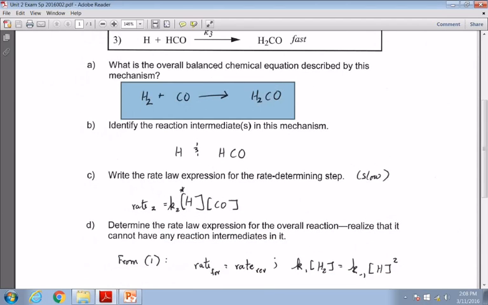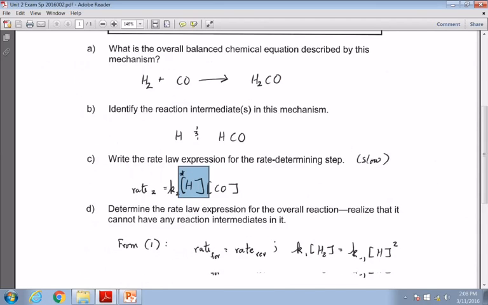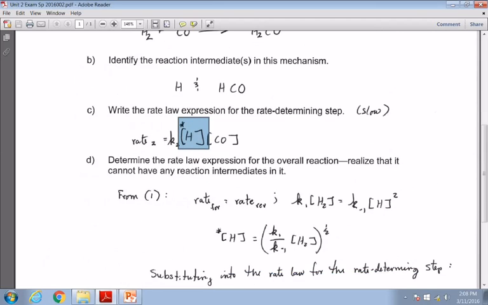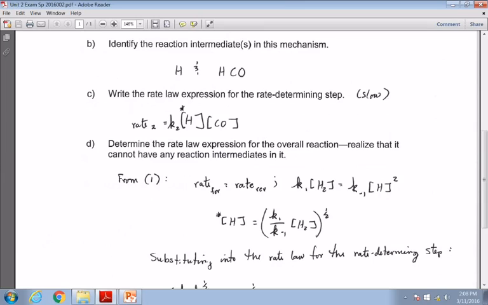The thing about that is we have an intermediate, which is H, and so we need to get rid of that. We can get rid of that if we turn to the first elementary step, which is fast to equilibrium. So the rate in the forward direction is equal to the rate in the reverse direction. Solving for H, we end up with K1 over K minus 1 times the molar concentration of H2, which is a real substance, raised to the 1/2 power.